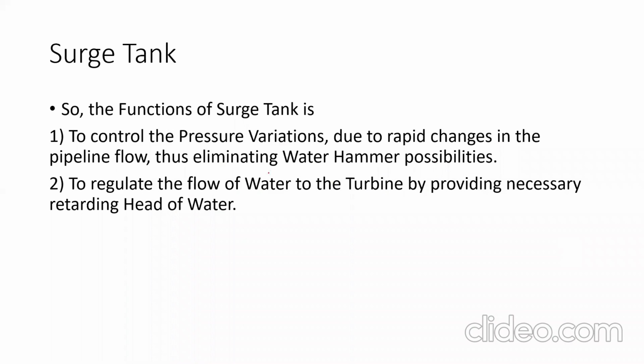So what are the functions of a surge tank? The first function is to control the pressure vibrations, means to eliminate knocking and water hammering due to rapid changes in pipeline flow, thus eliminating water hammer possibilities. And the second is to regulate the flow of water to the turbine by providing necessary retarding head of water.